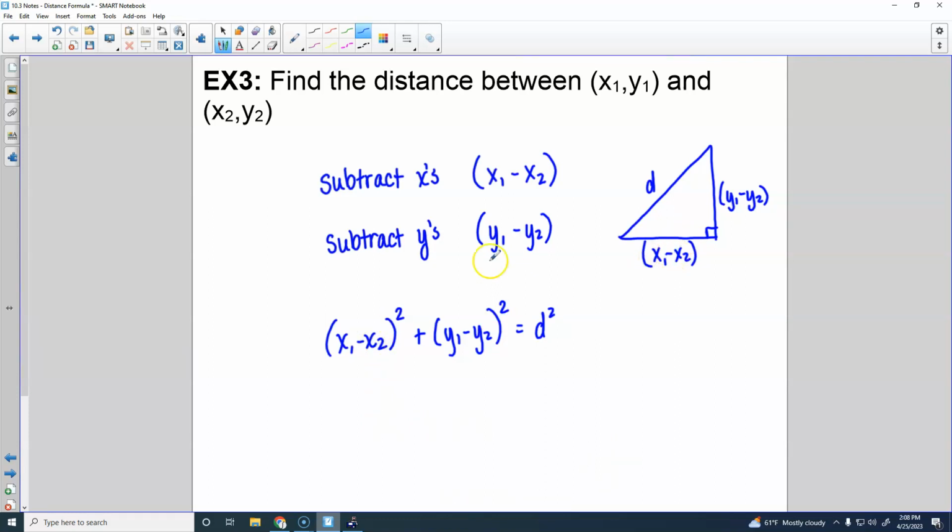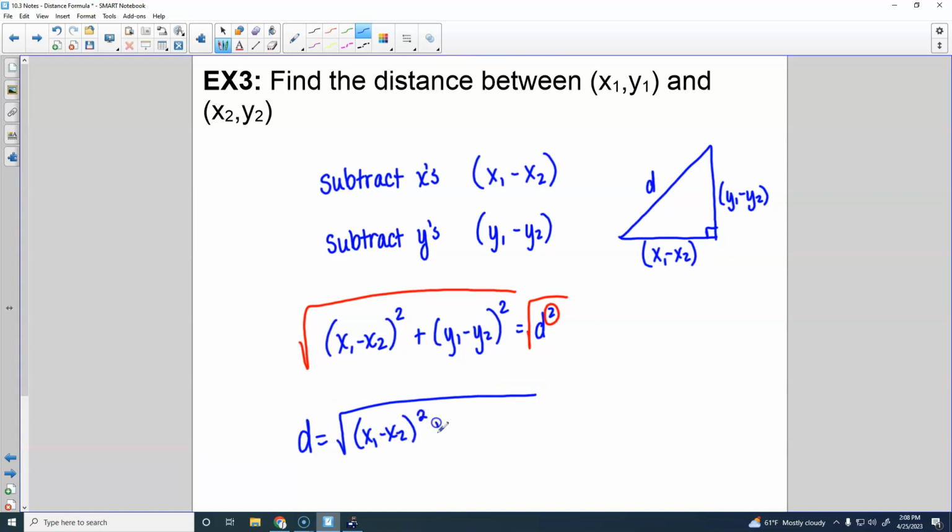We're just taking what we got here when we subtracted this, we're putting it into the Pythagorean theorem, right? Okay, I want this to be solved for D. So I want that D right there to be by itself, which means I got to get rid of that square. How do I do that? Square root both sides. So that means that D is going to equal the square root of x1 minus x2 squared plus y1 minus y2 squared.